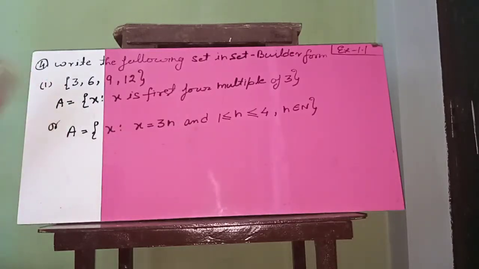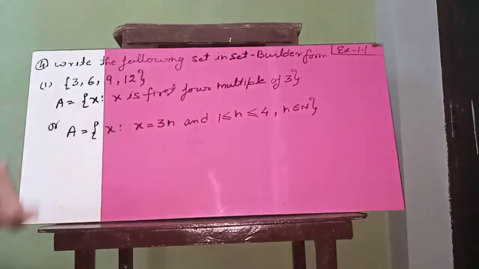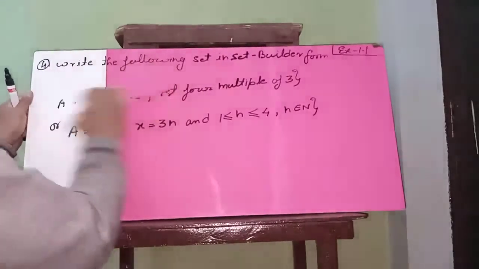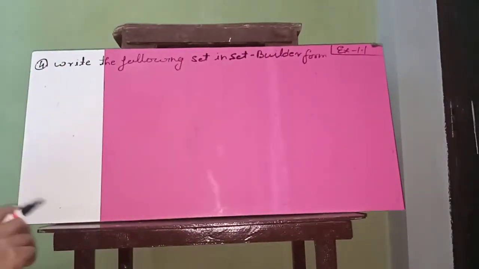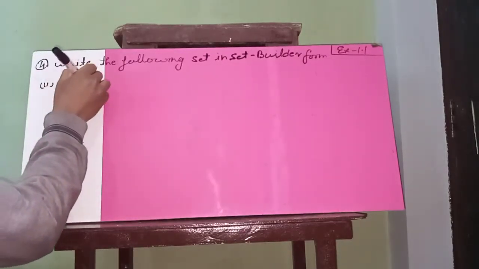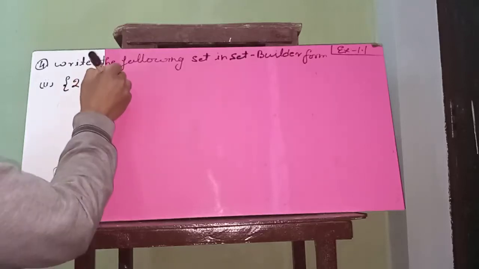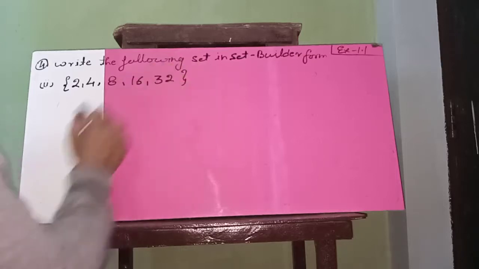Okay, so you make any form of the given question, any tough? So that is the set builder form of the given function. Okay, now I take its second part. So what is second part here? Its second part is, look at, second part is 2, 4, 8, 16 and 32.